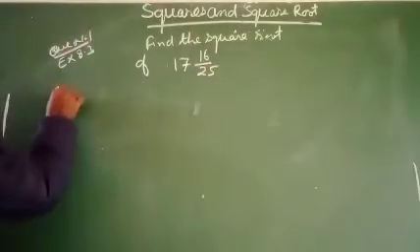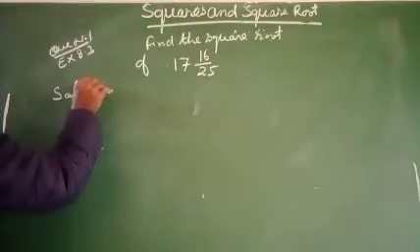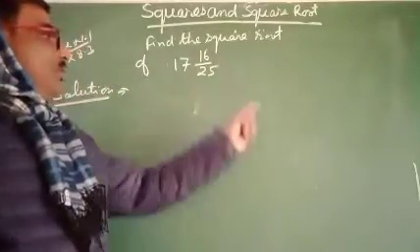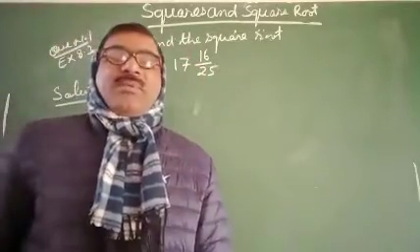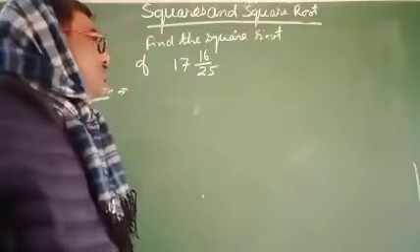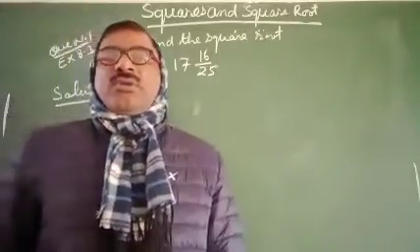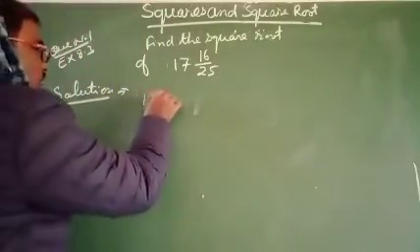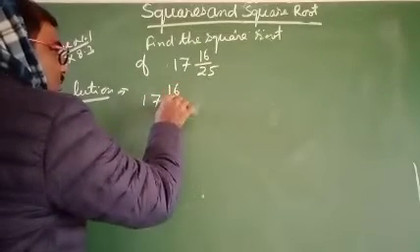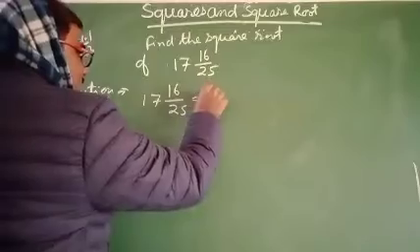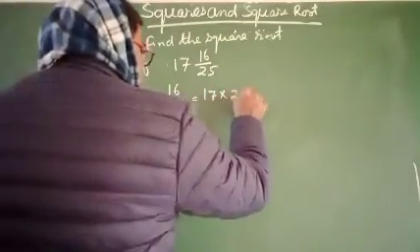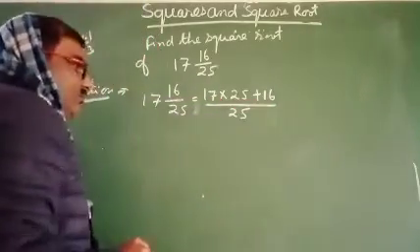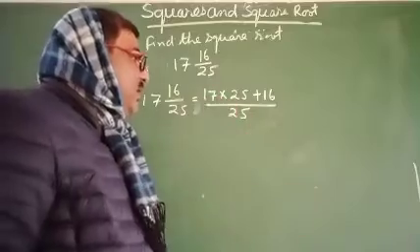Solution. First of all, we make this mixed fraction into an improper fraction and find out the square root of the numerator and the square root of the denominator. So 17 whole 16 upon 25 equals 17 into 25 plus 16 upon 25. Now I will multiply 17 into 25.